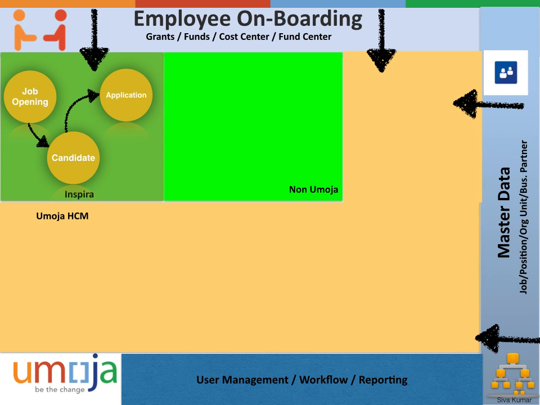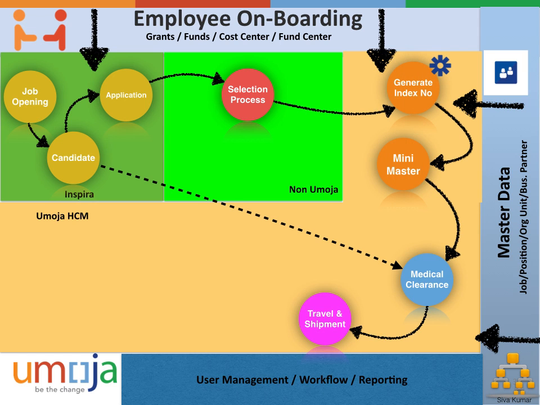The next step in the process is the job selection, or the selection process. The selection process results in one applicant being selected, and then we go into the next phase of generating the index number and then creating a mini master. And also, the selected member is sent for medical clearance. And once the medical clearance is obtained, then the staff member, or the applicant in this case, can be eligible for travel and shipment.